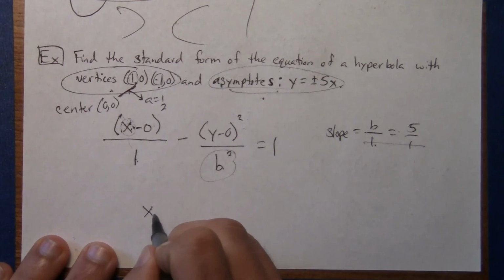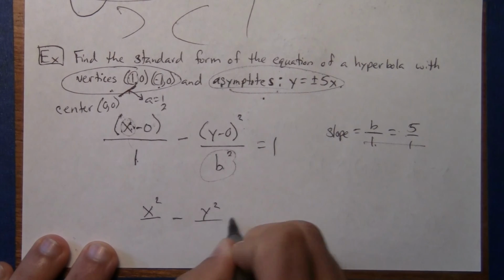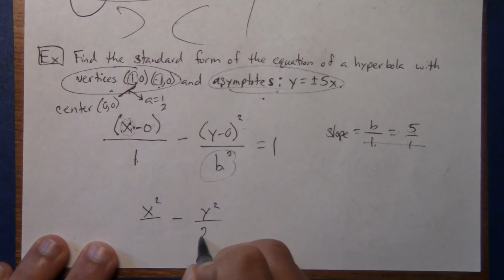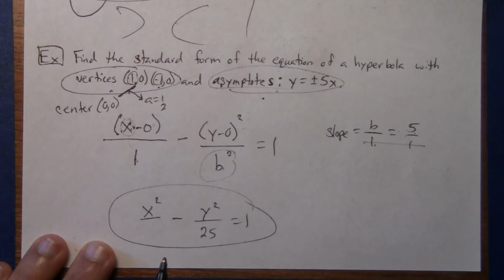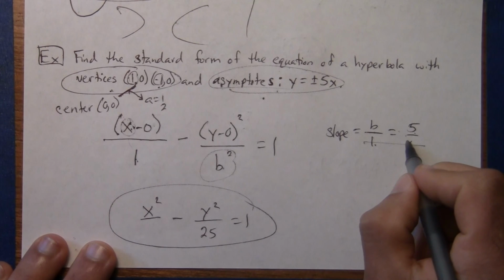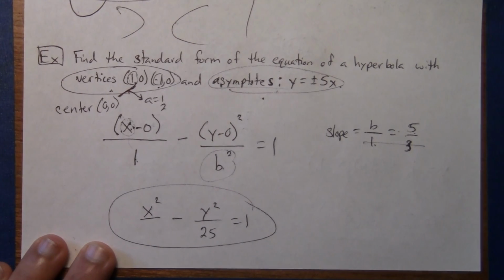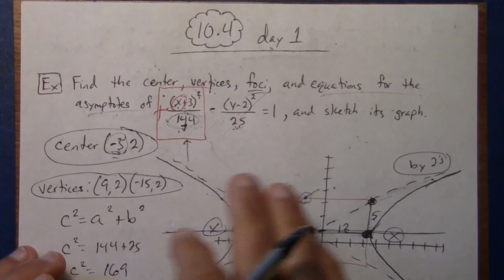So my final answer would be x squared over 1, I don't need to say that, minus y squared over, since b is 5, b squared would be 25. And then it equals 1. And that would be my answer. If by chance they had told you that the slope was 5/3, then you would cross multiply and try to solve from there. Alright, that is homework help for 10.4 day 1.